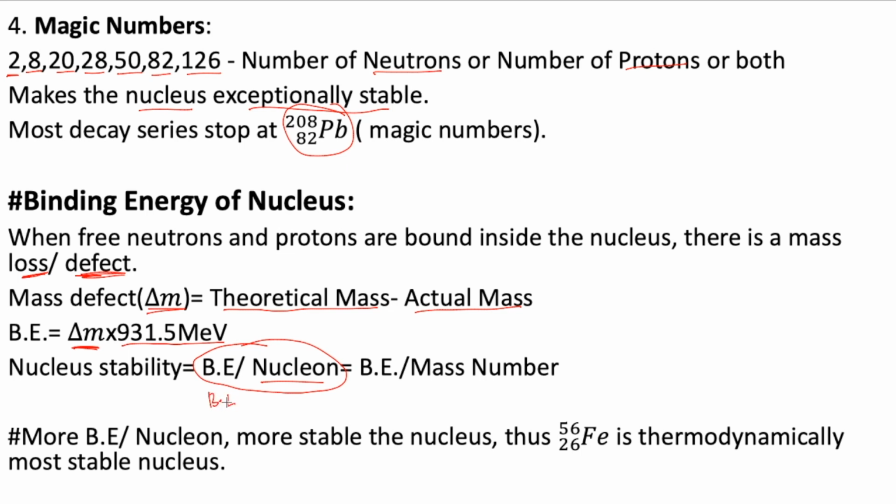You can also divide binding energy by the mass number, but binding energy per nucleon is the more standard way of understanding the stability of a nucleus. So more binding energy per nucleon means the more stable the nucleus is. Thus iron-56 (26Fe56) is the thermodynamically most stable nucleus. If somewhere it is asked which among the following is the most stable one, first of all, you can simply check the magic numbers. If they follow magic numbers, they will be more stable. But if you find this iron-56 isotope of iron, it is going to be the most stable nucleus in the whole periodic table.